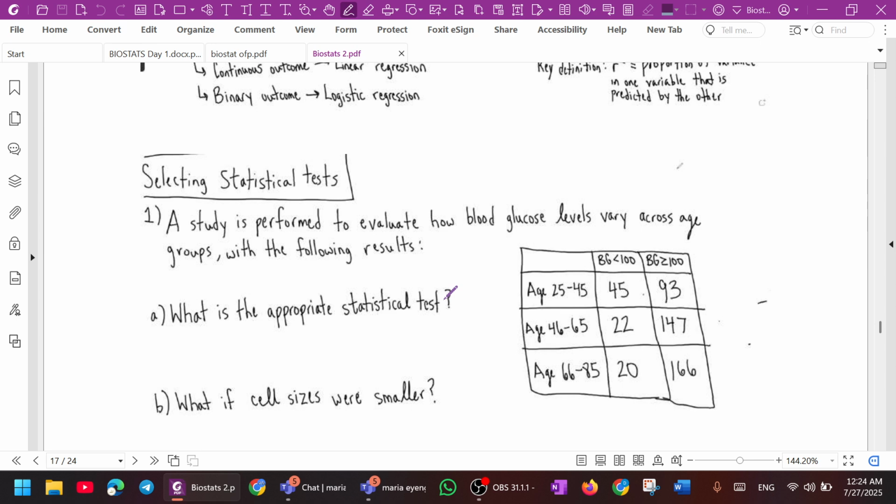A study is performed to evaluate how blood glucose level varies across age. This is categorical with the following result. What is the appropriate statistical test? And what if the cell size were smaller? Isn't it categorical? Why? How blood glucose level varies across the age group?